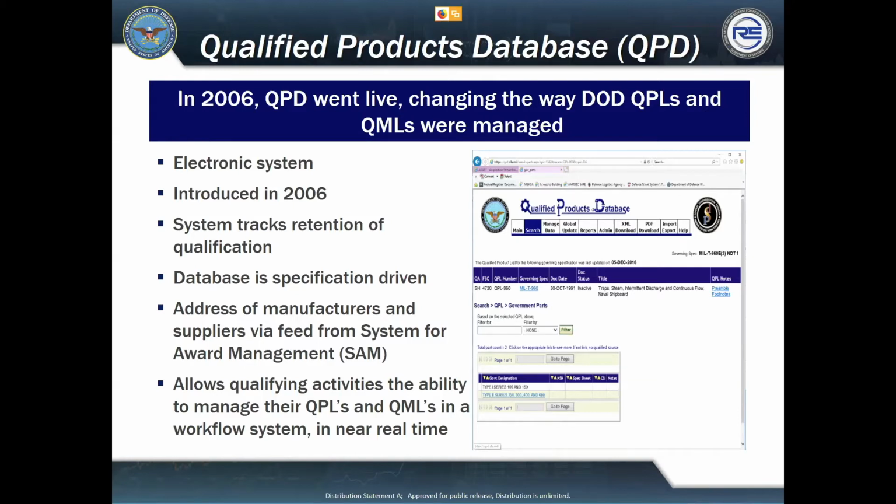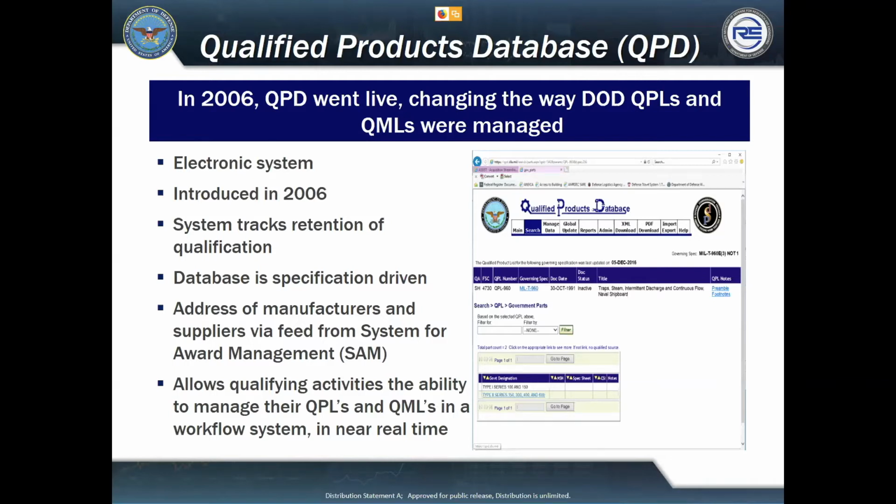I guess about 10 years ago, CCR, the Central Contractor Registry, as well as a bunch of other government systems in terms of procurement, was merged into GSA's System for Award Management, SAM. So our data in terms of the qualified sources, both their corporate addresses as well as any plants, are tracked through SAM, and we port that information in nightly. And one of the benefits of doing that, it allows qualifying activities the ability to manage their QPLs and QMLs in a workflow system in near real time, and we're not dealing with having old or out-of-date data on paper static documents. The image on the right side of the screen is a screenshot from the Qualified Products Database.